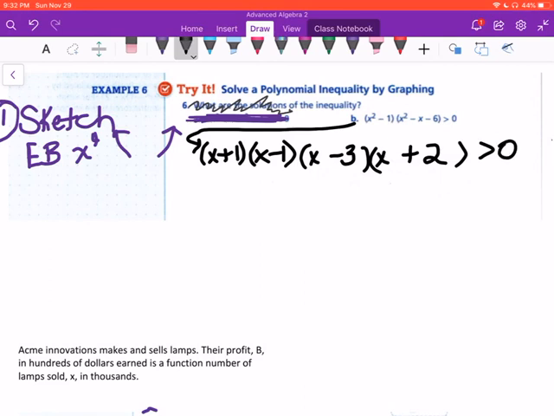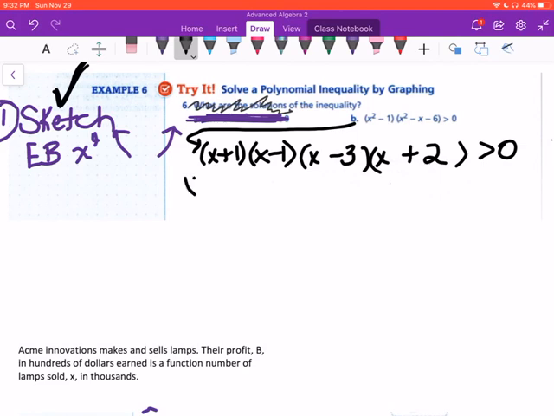greater than 0. Okay, now I can't apply the zero product property to an inequality because the zero product property only works when you have an equal 0. So that's why you need to solve these by sketching. Don't just set each one greater than 0. That's not going to work. We need to sketch this.